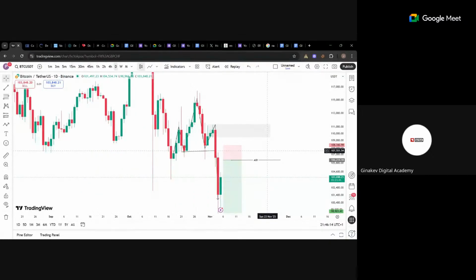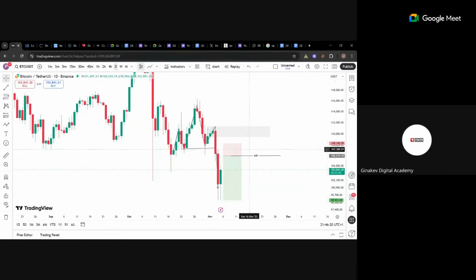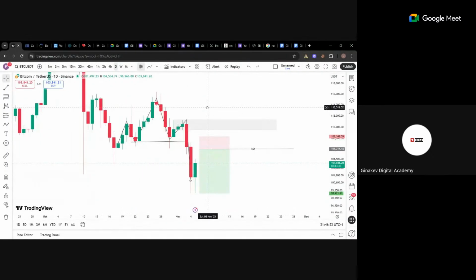Then there's also chart patterns. We are still saying the same thing over and over again because these are the things that you need.